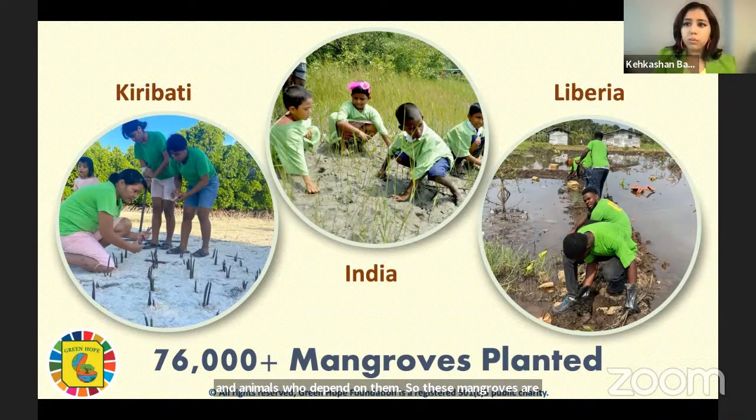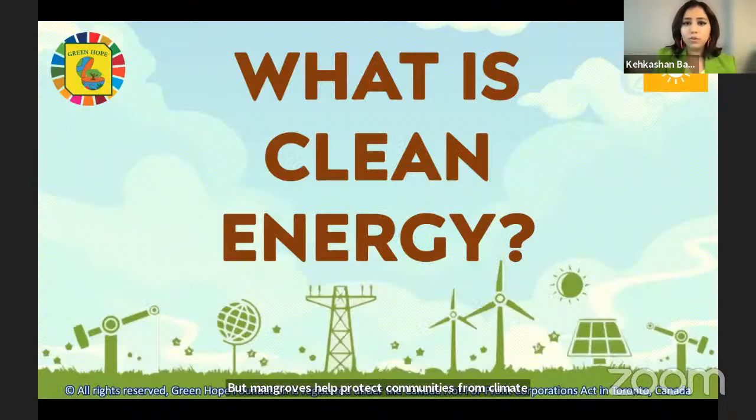And even though we in Canada don't have native mangrove species because we are in really cold areas of the world, we still have a role to play in protecting them because the waste that is generated sometimes goes and gets stuck in mangrove roots. So it means they can't breathe, which means they die. So they can't take in that carbon dioxide and give out oxygen. But mangroves help protect communities from climate change induced disasters as well. And that is why we plant these mangroves all across the world.